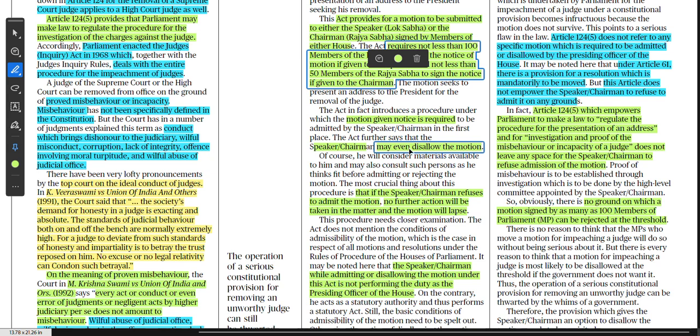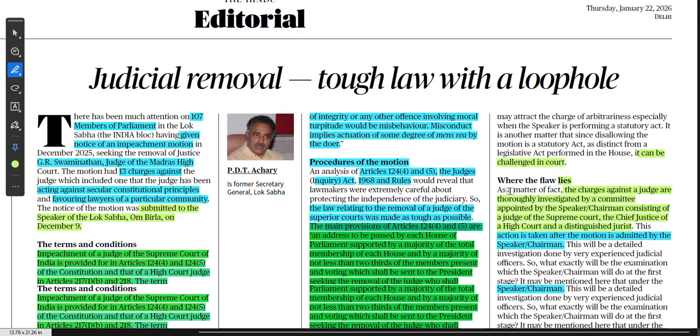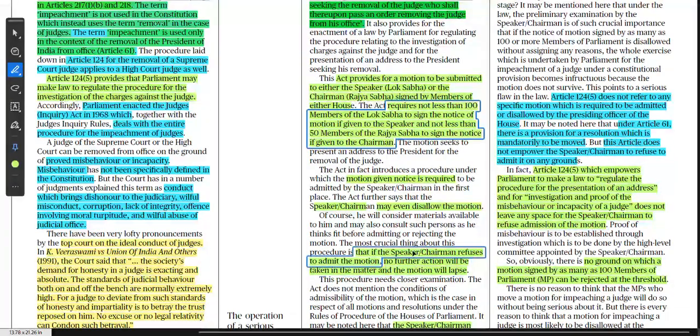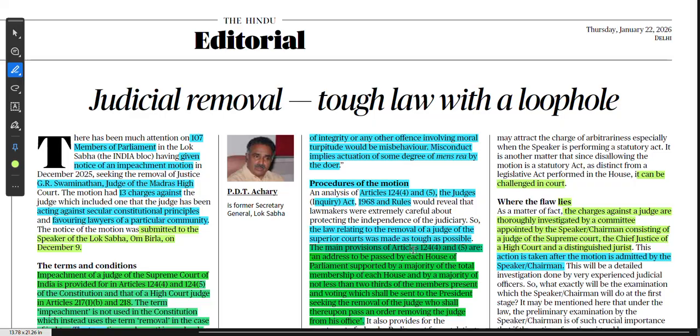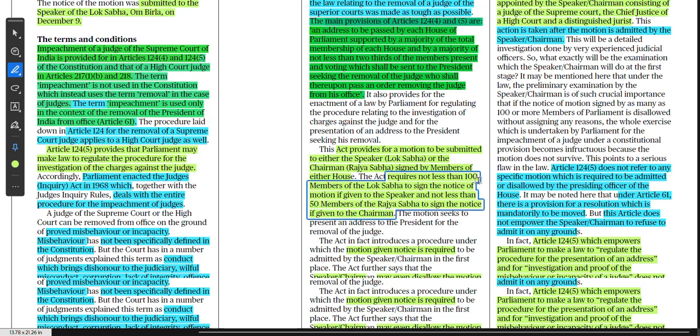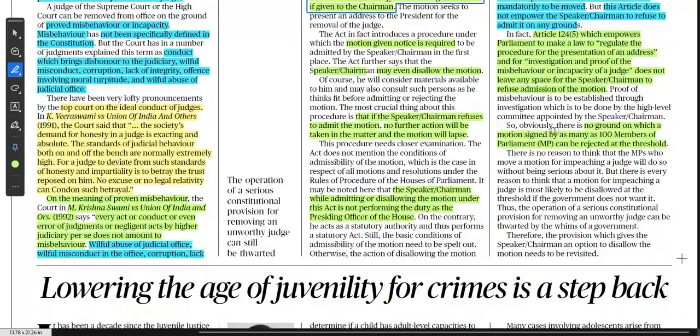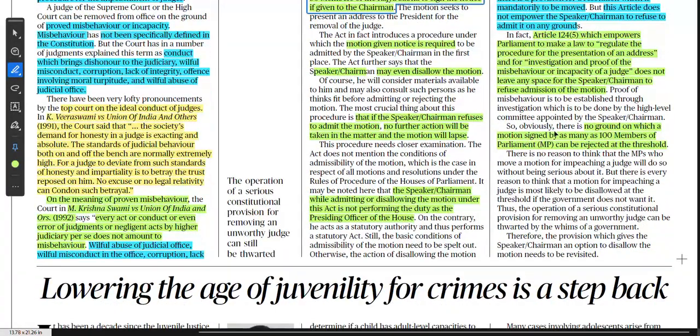Now, the Speaker and Chairman may disallow or can allow it. It is purely a discretionary power on them. If they are not admitting this motion, then it can be challenged in the Supreme Court as well. So what is the flaw? The flaw is that the reason for allowing or disallowing the motion is not given in the procedure in the law. So it is up to the Chairman or the Speaker whether to allow the motion or not.